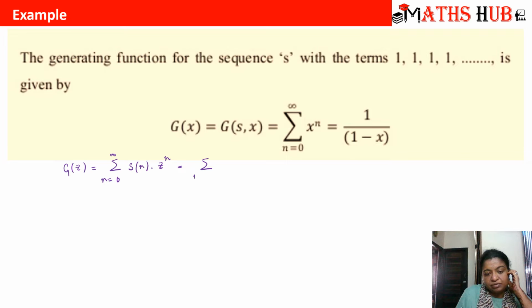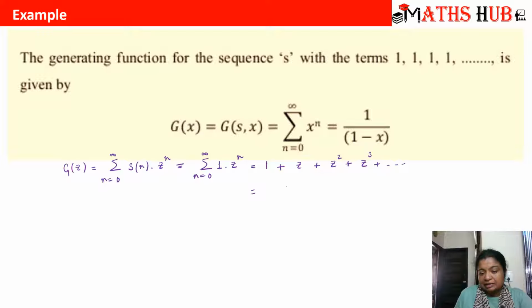So this is summation n going from 0 to infinity. The terms of the sequence are all 1. So the nth term is also going to be 1. So it is 1 into z raised to power n. So when you open up this expansion, we'll get the first term as 1 plus next is z plus z square plus z cube and so on. So now if you remember your binomial expansion, this is 1 upon 1 minus z, right? So this is your expansion when we have the sequence as 1, right? So this is the second entry in our table.